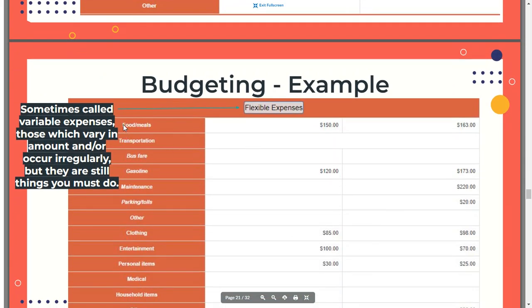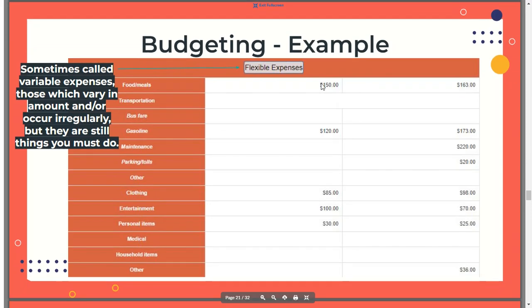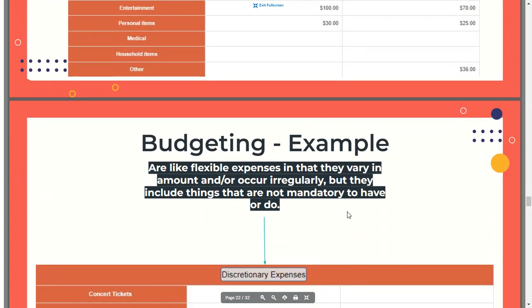Flexible expenses, or sometimes they're also called variable expenses, are those which vary in amount or occur on an irregular basis, but they are still things you must do. So foods and meals. So she's looking at 163, 173. This is what she's budgeted. This is what she has spent. Maintenance, 220, parking tolls for 20, 98 for clothes, 70 for entertainment, personal items at 25, and others at $36.